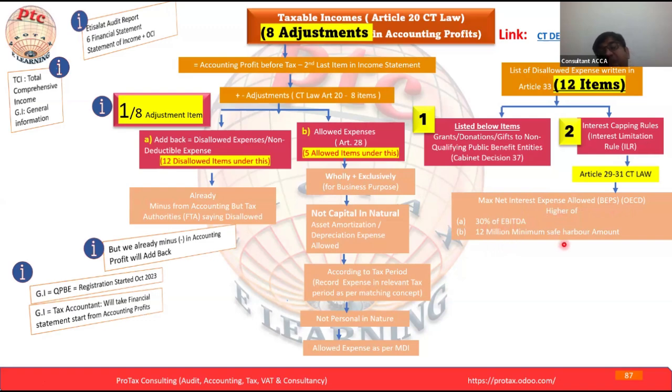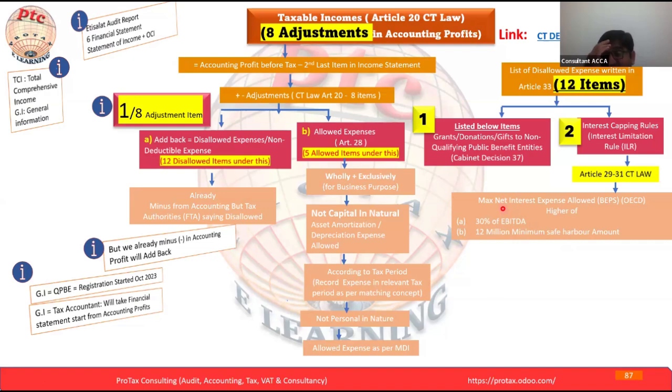or the 12 million minimum safe harbor. If our net interest, what is the net interest? We already understand. If we have interest income and interest expense, we will plus minus and see what the net interest expense is. So if we have more income, net interest may be zero. Now we have the income, so there is no deduction in that regard.